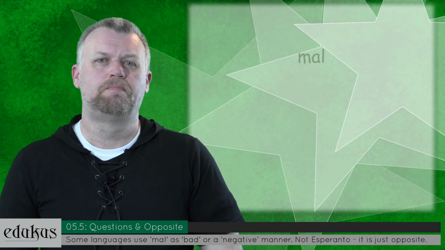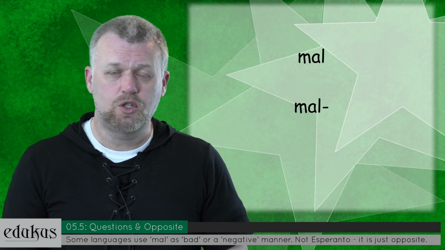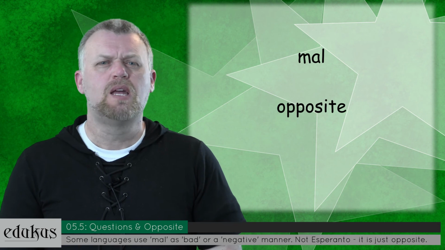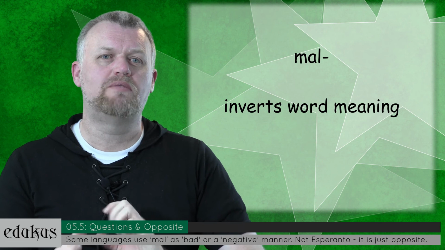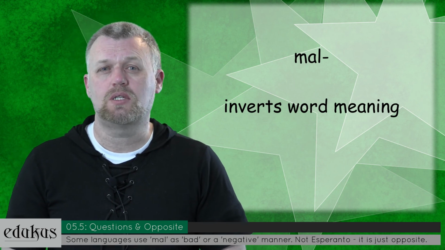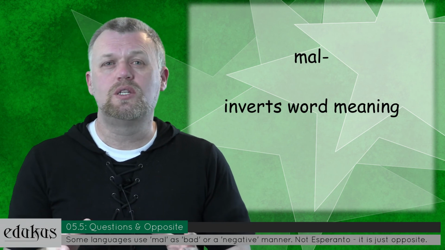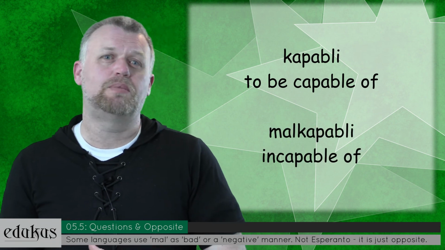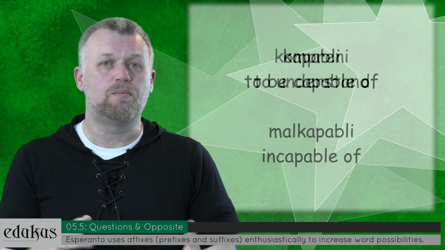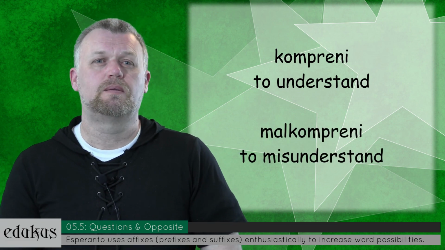The other word that we are looking at now is mal, which also works as a prefix. By itself, mal just means opposite. But by using mal as a prefix, we can invert the meaning of many verbs, adverbs, and nouns. Pretty much any word that has a logical opposite. We learned in this video that capably means capable. By saying mal capably, we mean incapable. Compreni means understand. Mal compreni means misunderstand.